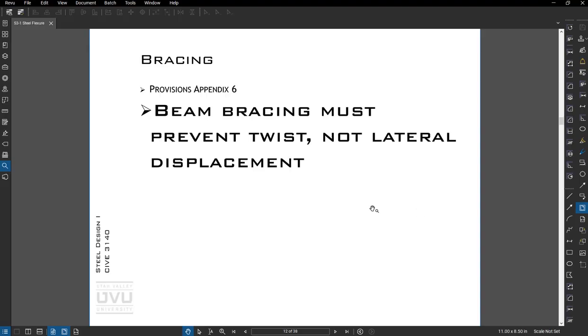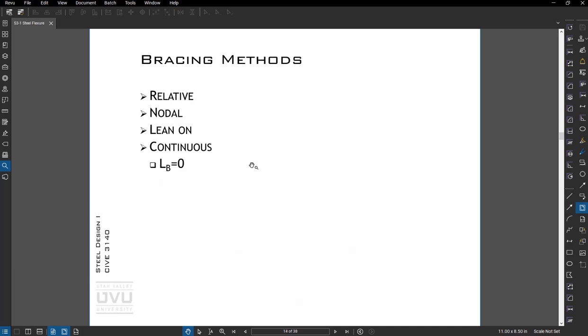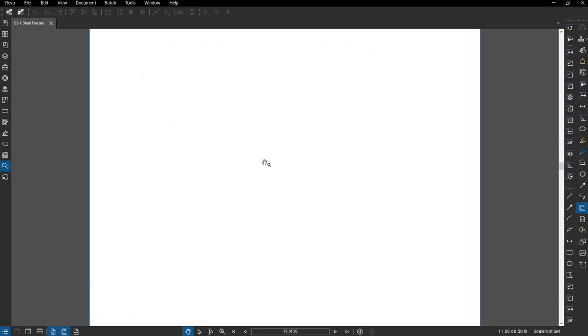When we brace beams, it's important to understand we're not looking to limit lateral displacement, we're looking to limit twist. And there are some different types of bracing here that you can look at. All of them basically reduce the unbraced length of the beam. Okay, so I'll let you get into that more.